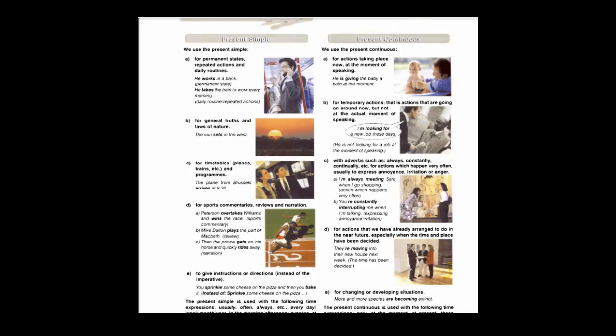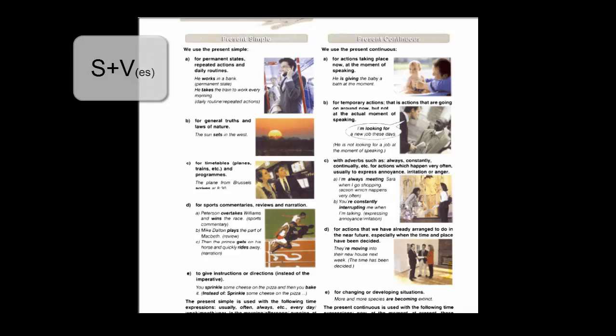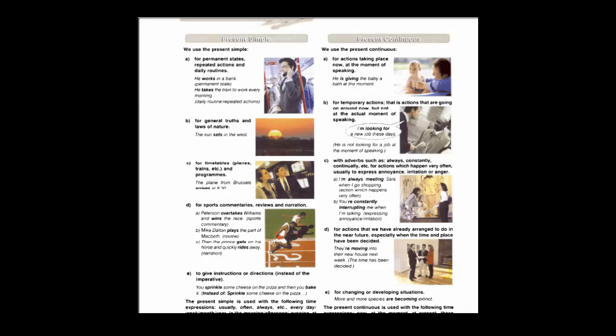The first one is present simple. Present simple is formed by subject plus verb, and the verb has an -s or -es ending when it is third person singular, for example, he, she, it. Yes, and then verbs have this attachment of -es.